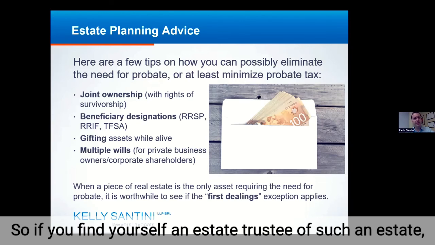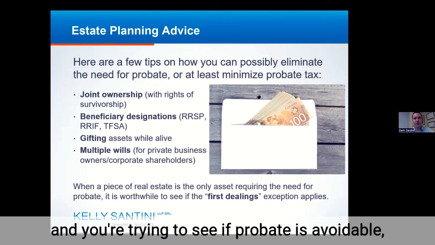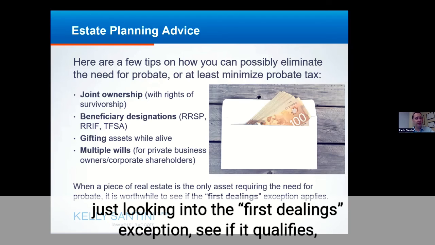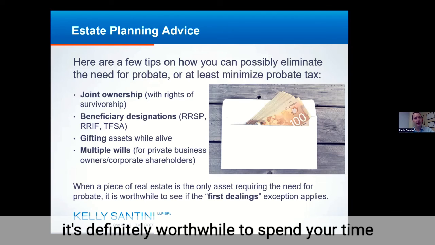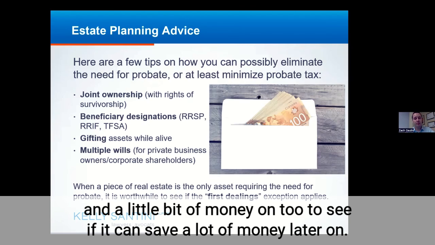So if you find yourself an estate trustee of such an estate and you're trying to see if probate is avoidable, just looking into the first dealings exception, seeing if it qualifies, is definitely worthwhile to spend your time and a little bit of money on too, to see if it can save a lot of money later on.